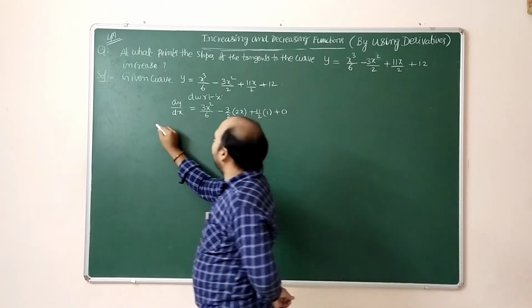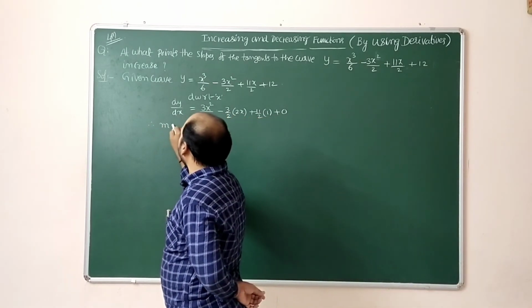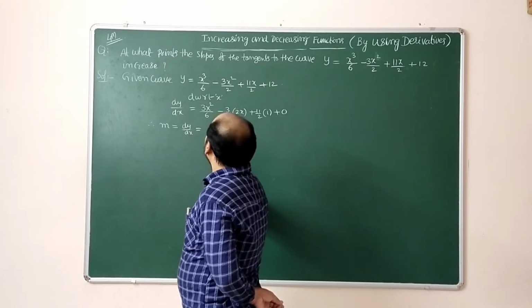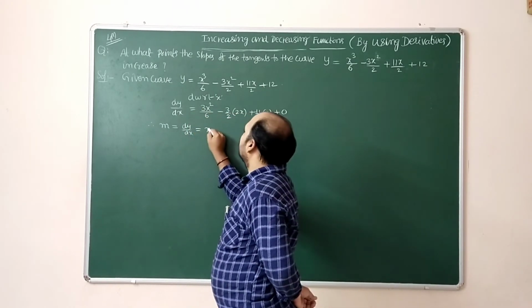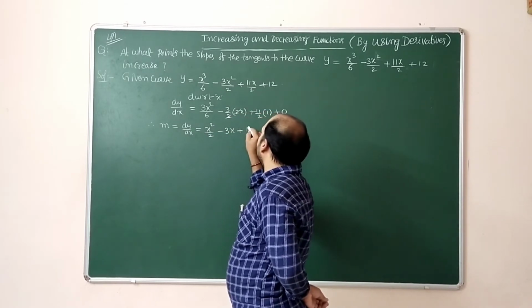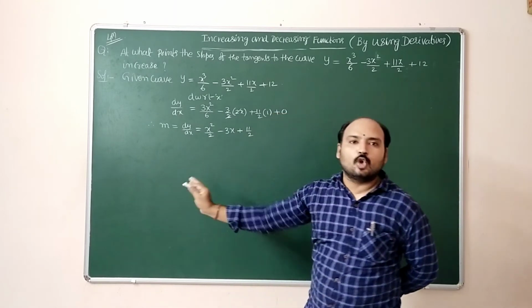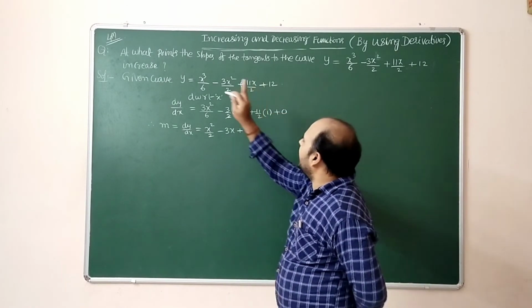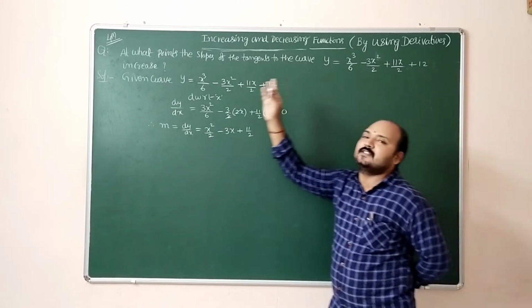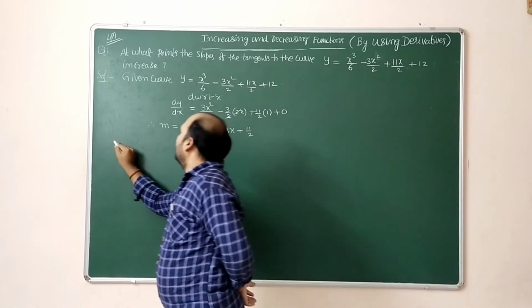So therefore dy by dx is denoted by m. m equals dy by dx equals 3 ones are 3, 2 twos are 4, so x square by 2, the 2s get cancelled. It will become x square by 2 minus 3x plus 11 by 2. This is the slope. What they are asking is, at what points the slope of the tangents of this curve is increasing.